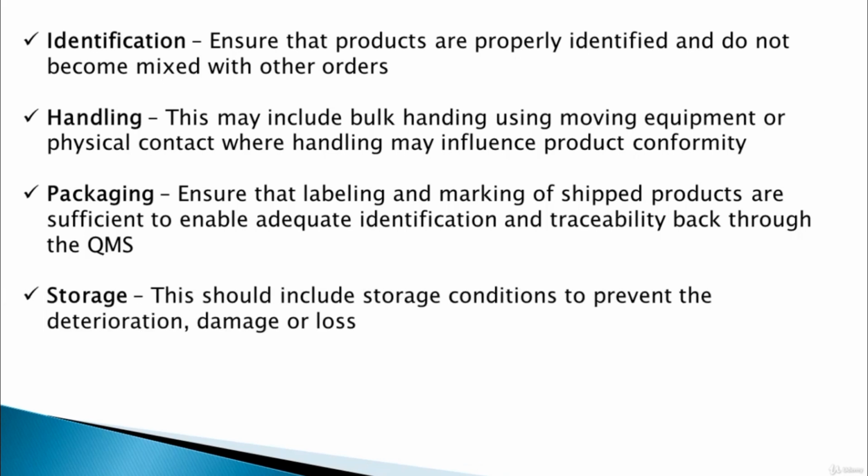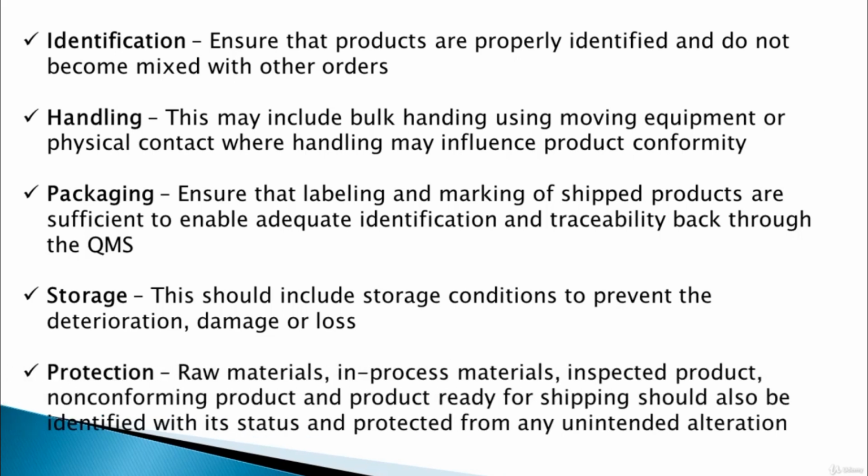And then we've got storage. This should include storage condition to prevent deterioration, damage, or loss. Maybe there is a temperature change. Maybe there is anything that could damage the product. And we've got then protection. So we're talking raw materials, in process materials. We're talking about inspected product, and non-conforming product and product ready for shipping should also be identified with its status and protected from any unintended alteration.